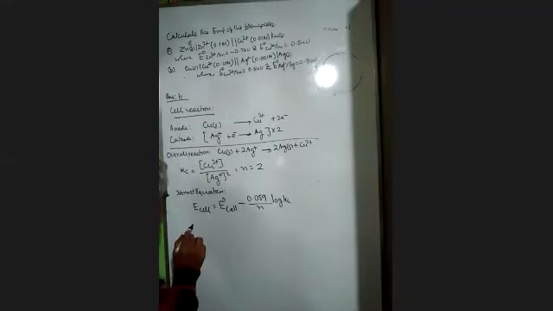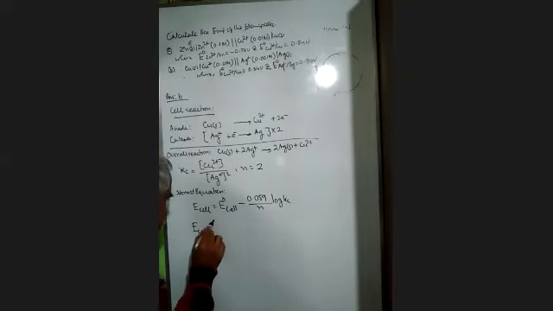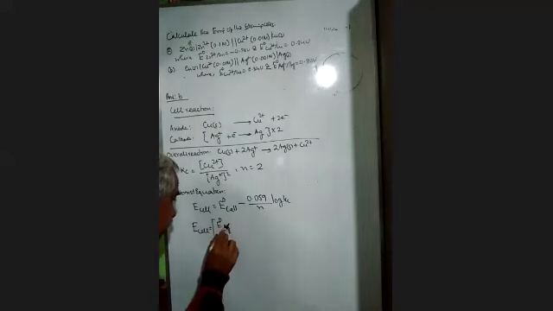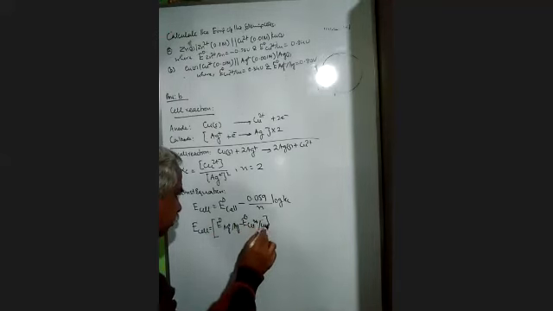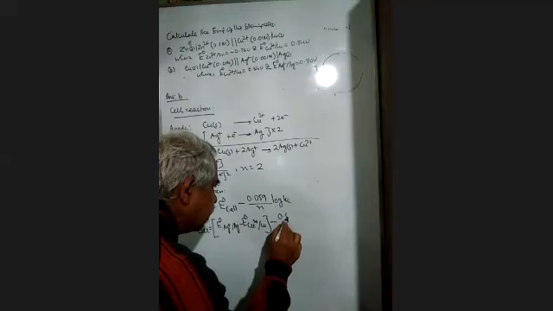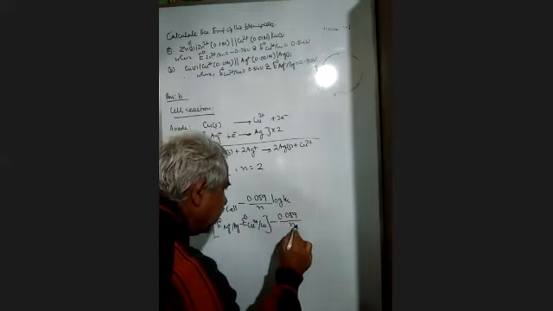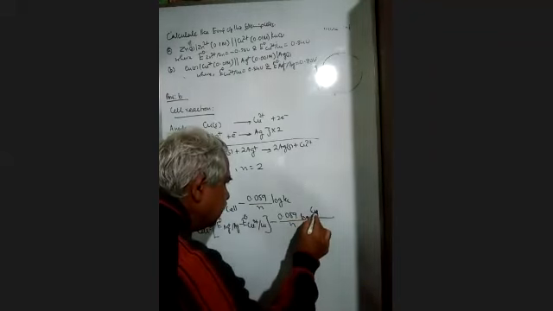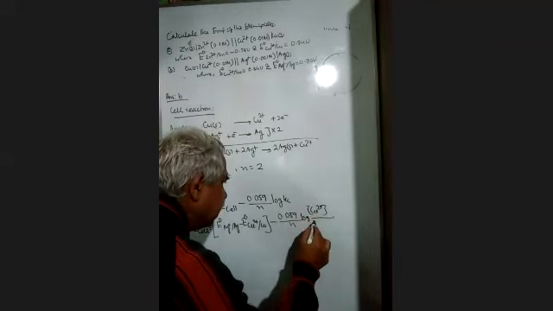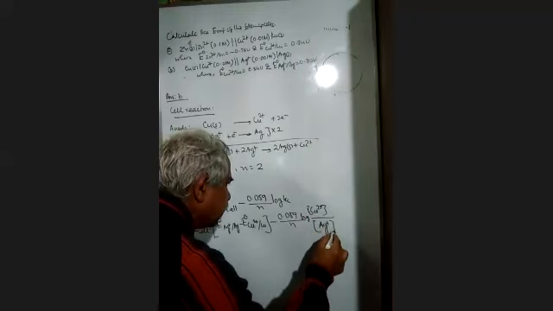So we'll write E cell. I'll expand this one more. It is E0 cathode minus anode. What is the cathode here? Silver. So E0 Ag+/Ag minus E0 Cu2+/Cu, minus 0.059 by n. What is the value of Kc here? Log of Cu2+ over Ag+ squared.